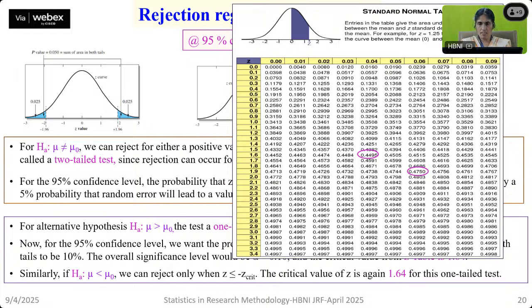This table is the same one we discussed in the previous class, just showing you at 95% confidence level the one-sided tail value and the two-sided tail value. The one-sided tail value is 0.4495 area and the two-sided it is 0.475. Then you have it on either side, so multiply by 2.